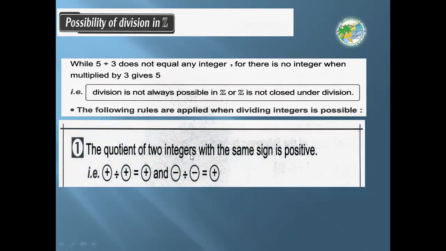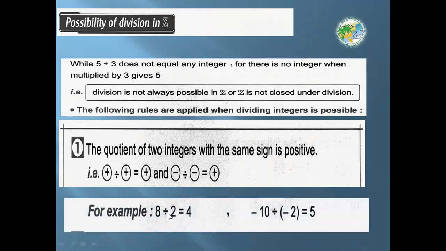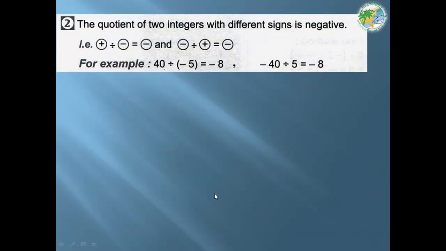The quotient of two integers with the same sign is positive. يعني positive integer divide positive equal positive. Negative divide negative equal positive. يبقى for the same sign equal positive answers. Okay. For example 8 divide 2 equal 4. The same sign, هنا positive وهنا positive. طيب negative 10 divide negative 2 equal 5. ليه؟ عشان هنا the same sign النيجاتيف والنيجاتيف يبقى بيدينا ايه الانسر positive answer او positive integer.